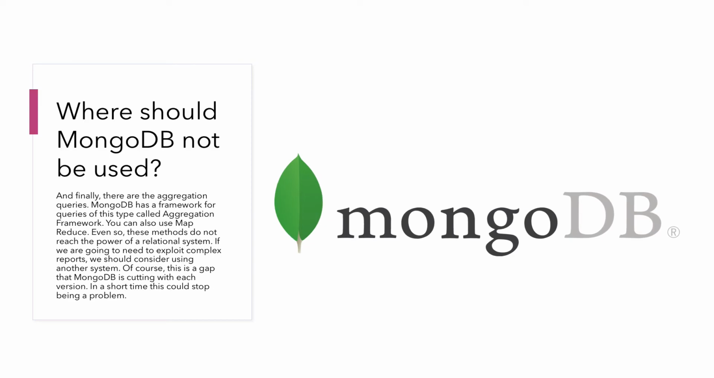And finally, there are the aggregation queries. MongoDB has a framework for queries of this type, the aggregation framework. You can also use MapReduce. Even so, these methods do not reach the power of a relational system. If we are going to need to exploit complex reports, we should consider using another system. Of course, this is a gap that MongoDB is closing with each version. In a short time, this could stop being a problem.